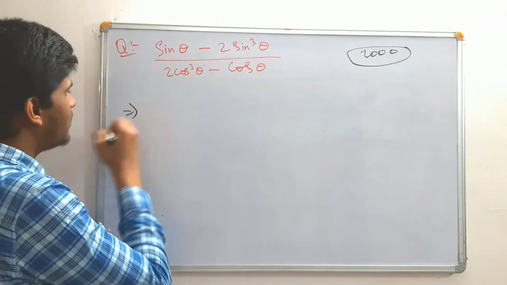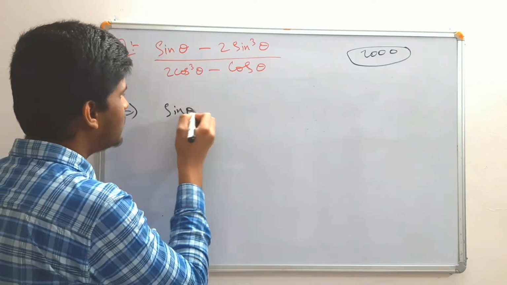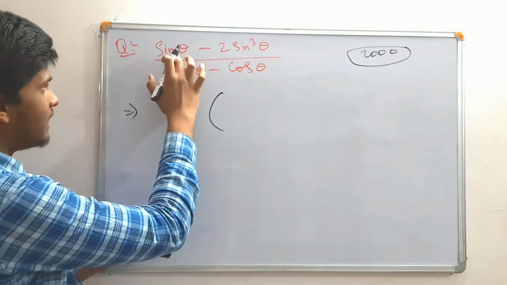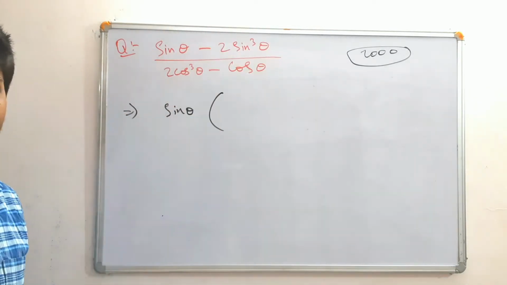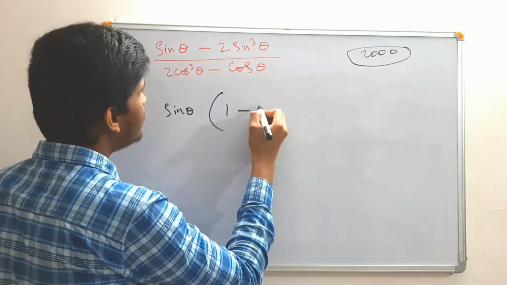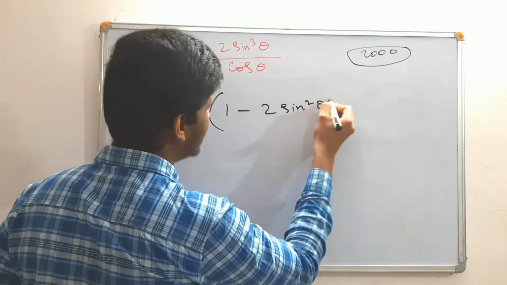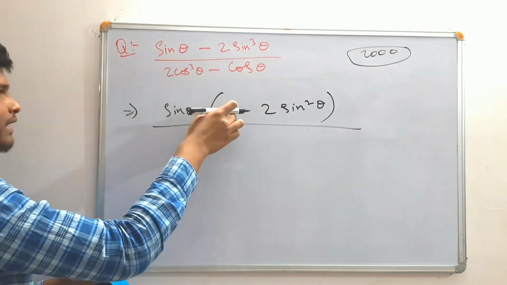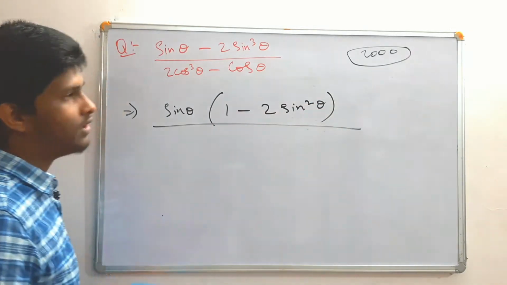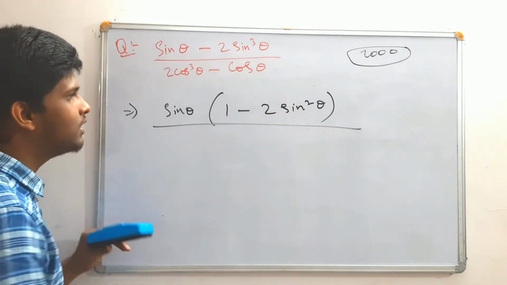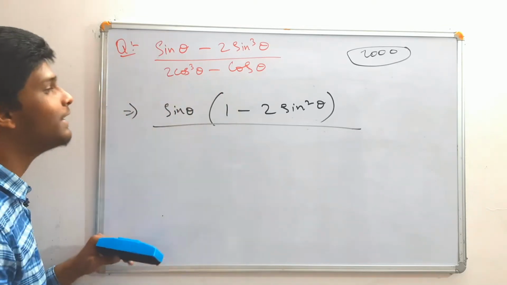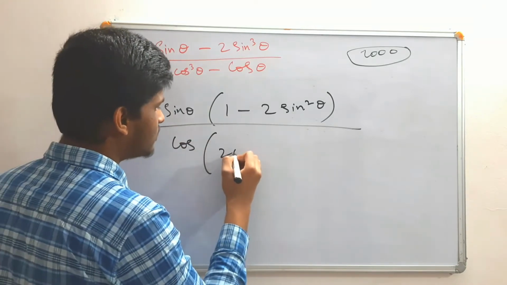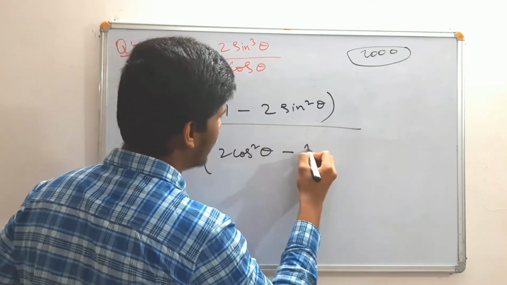If you try to simplify this, we can bring sin theta out. Here we can bring sin theta in common, right? Sin theta is in this term and also in this term. So sin theta times (1 minus 2 sin square theta). Yes, because for sin theta nothing is left, so we write 1, and then 2 sin square theta, since out of sin cube, if one sin theta is taken out, the other will be sin square theta. Similarly here we take cos theta out, so this one will become cos square theta minus 1.